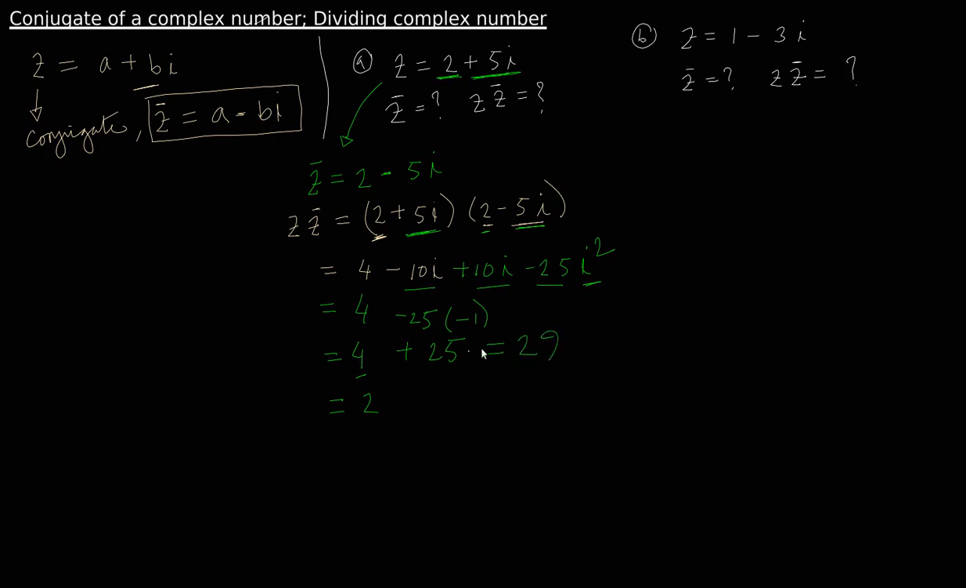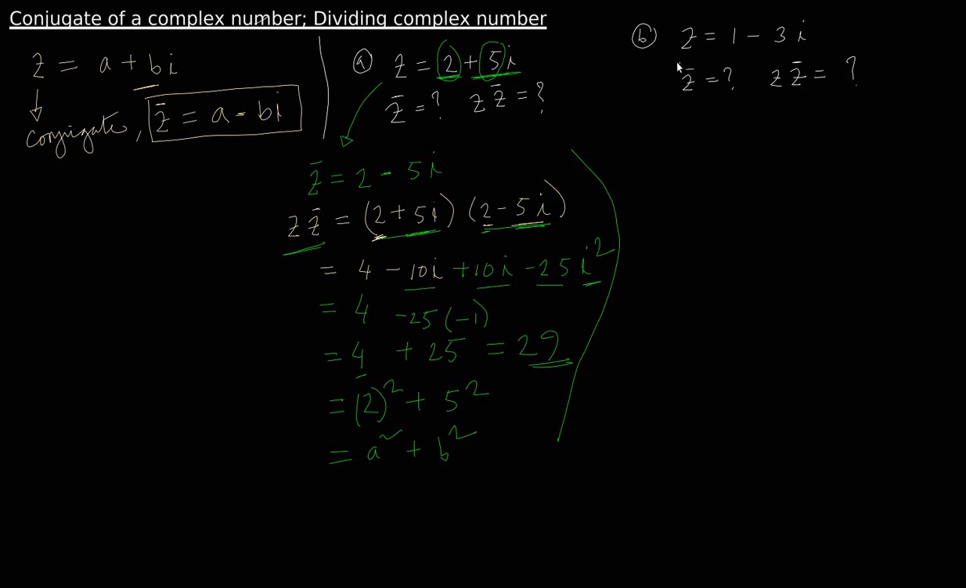Just keep in mind that when I multiply a complex number with its conjugate, I get 29, a plain number, no complex part. Let me write that 4 is actually 2 square and 25 is 5 square. Just to let you know, this 2 I can say is a, and this 5 I can say is b. Anyway, just keep it in mind, we will use it later.